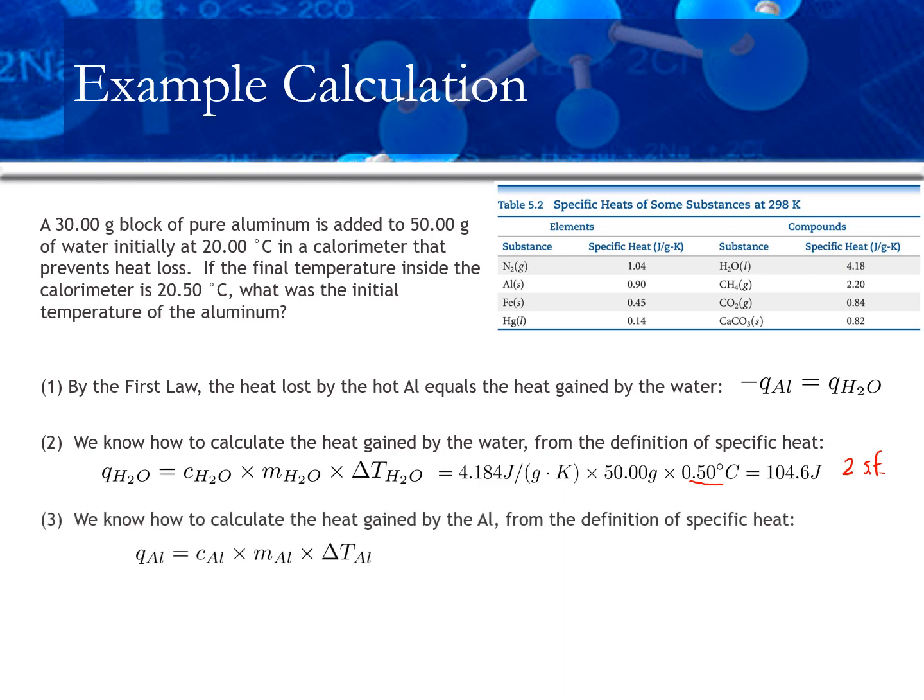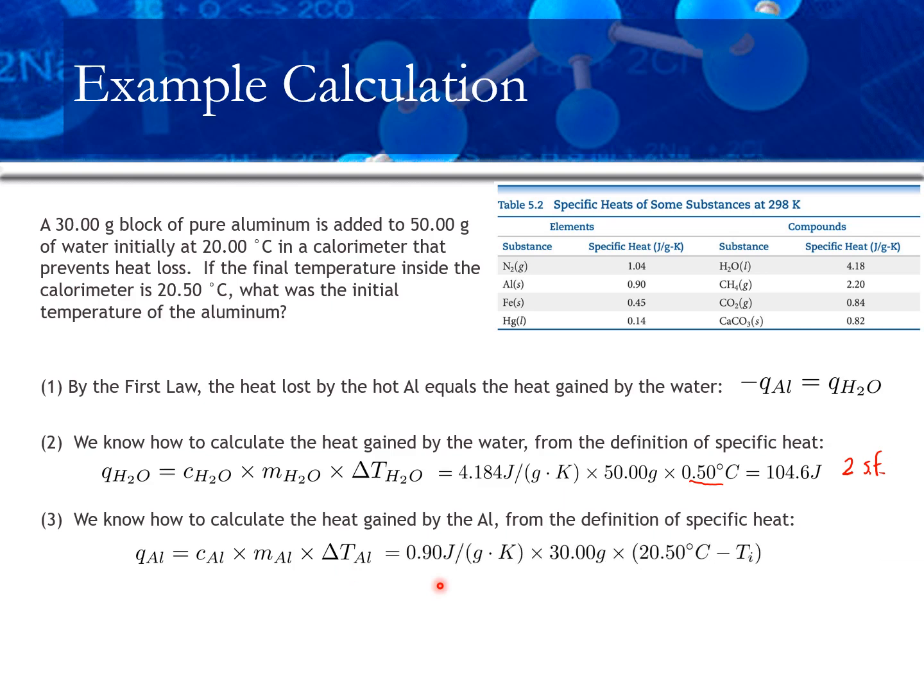We also can calculate the heat gained, notice I'm using heat gained, by the aluminum using the same definition of specific heat. Notice this equation is practically identical to this one, only it's for aluminum. Heat capacity of aluminum, mass of aluminum, temperature change of aluminum in all cases. It's the same equation, just applied to aluminum. It's just that in this case, we don't know the temperature change of the aluminum. That's okay, we can solve for it.